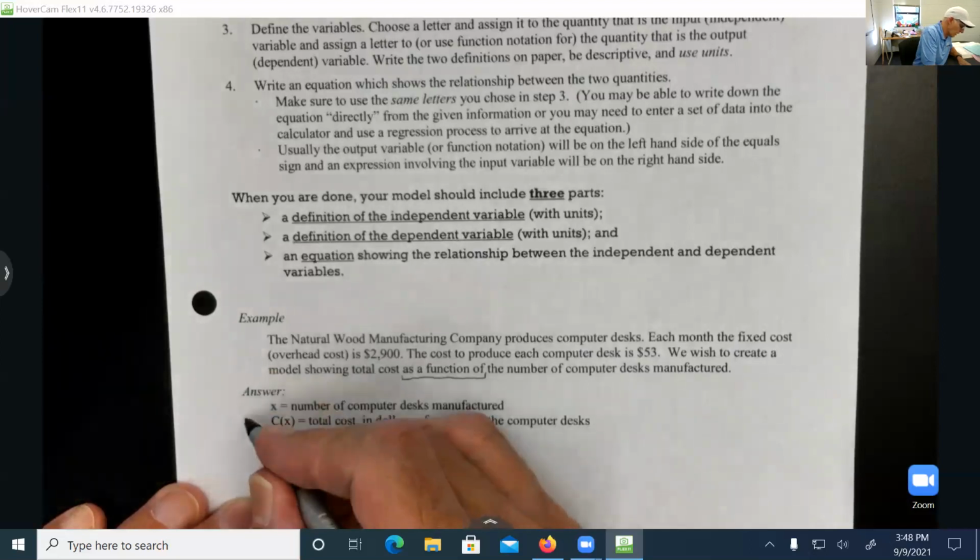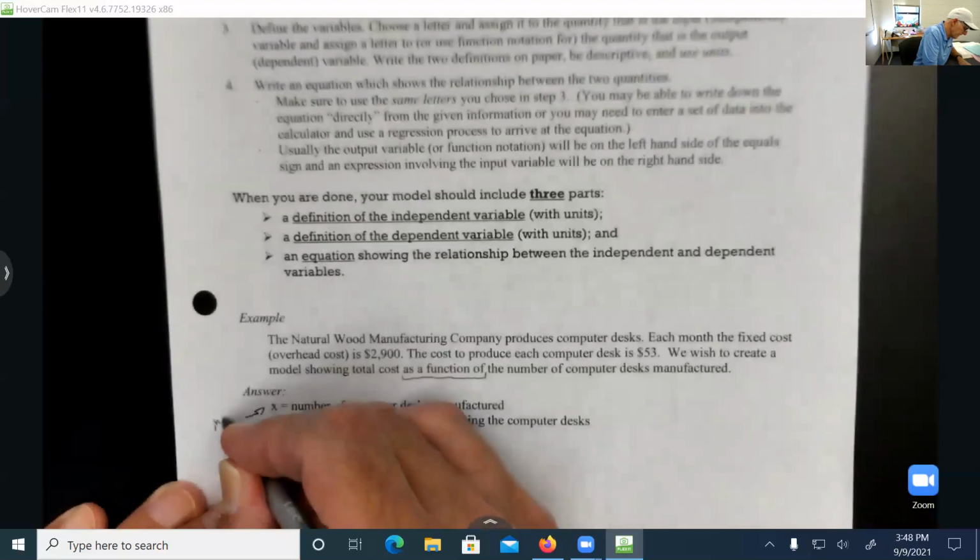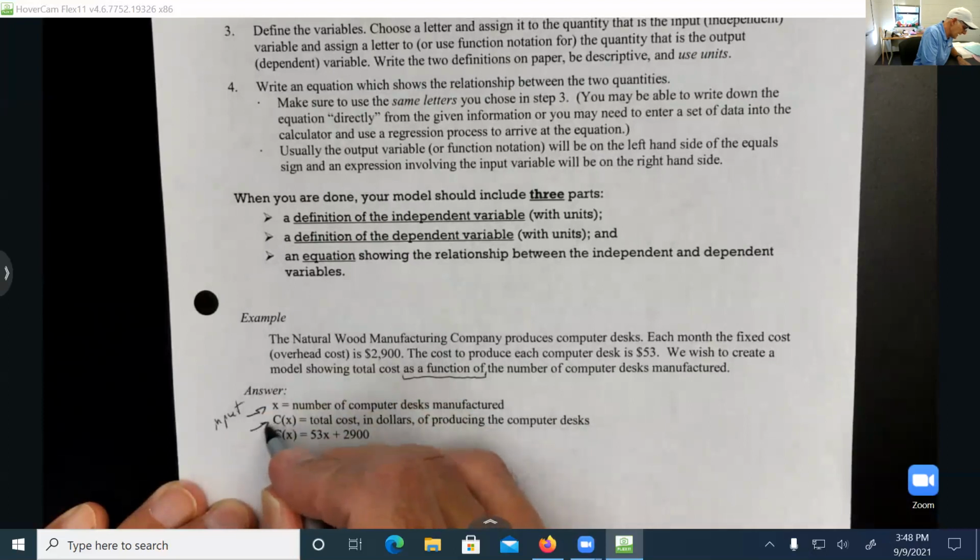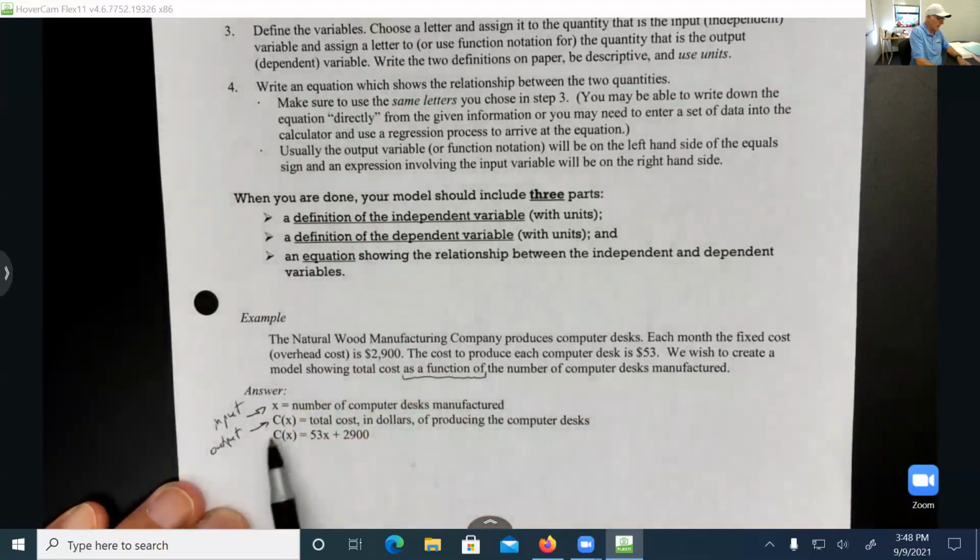This is the input quantity. And this is the output quantity. These are our two variables. Now, how are they related? Total cost is equal to 53x plus 2,900.